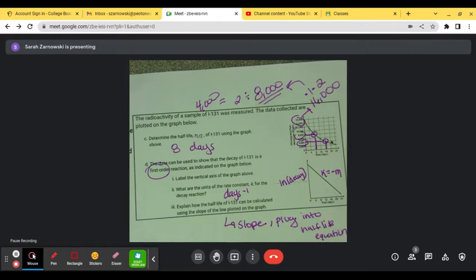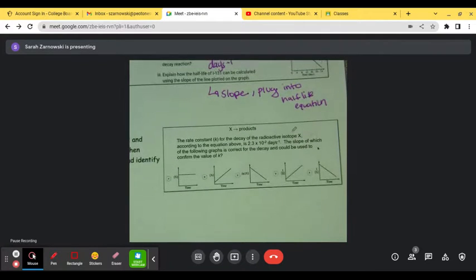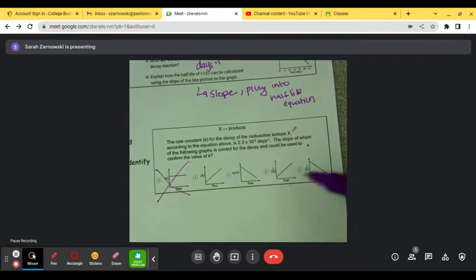Okay. Next problem. Almost done here. It says the rate constant K for the decay of the radioactive isotope X, according to the equation above, is 2.3 times 10 to the -2 inverse days. The slope of which of the following graphs is correct for the decay and could be used to confirm the value of K? So I want to know which graph is correct. So, of course, we have 0, first, and second order. That means it has to be linear. So that graph does not work. That graph could possibly be it. This one could possibly be it. This one and that one.